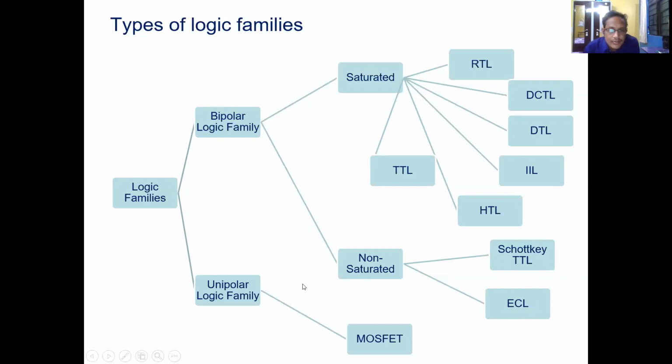Then the second one, the unipolar logic family, because the construction can be done by using either FET or MOSFET, because FET or MOSFET is a unipolar device.